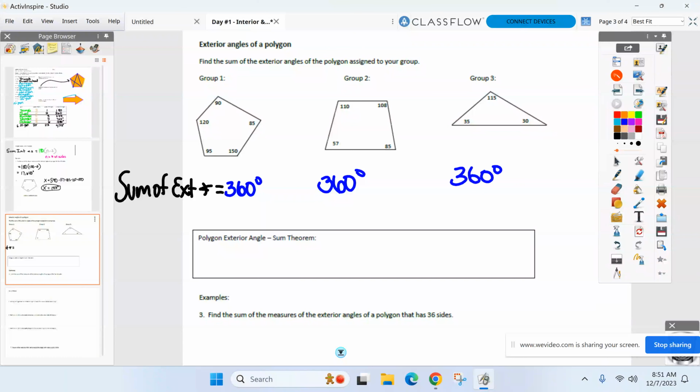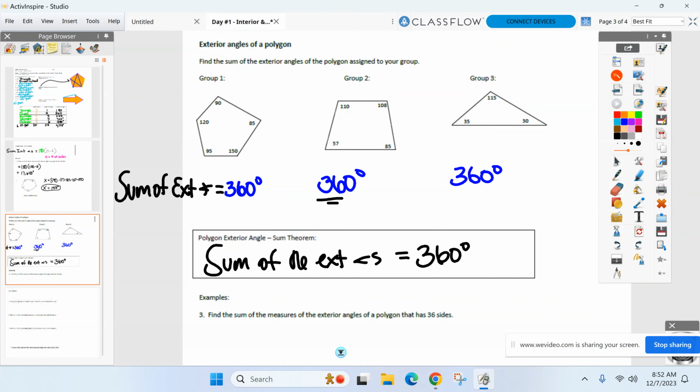Looks like I don't need a formula like I do for the interior angles, do I? It doesn't matter the number of sides. All exterior angles in any polygon will add up to 360. So for the sum of the exterior angles, I don't have a formula for you. You don't need one. I don't care how many sides it has. It's always going to be 360.